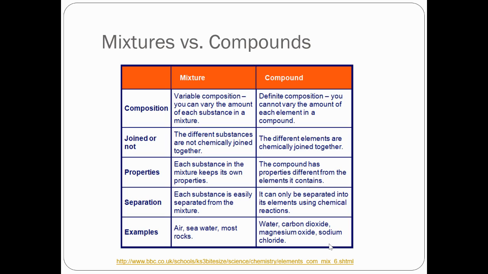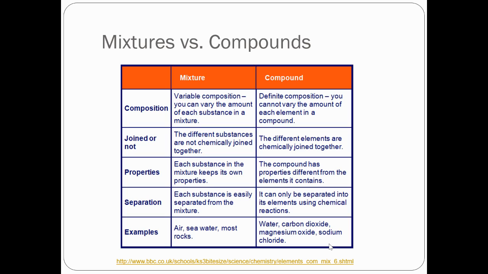The way they're joined: in a mixture, they're not chemically joined together. You can think of this as like a salad, right? A salad is a mixture. It's got lettuce and cucumber, tomatoes, whatever else you put in it. They're not chemically joined together, right? The lettuce doesn't chemically fuse to the cucumber. They're just kind of laying on top of each other, right?